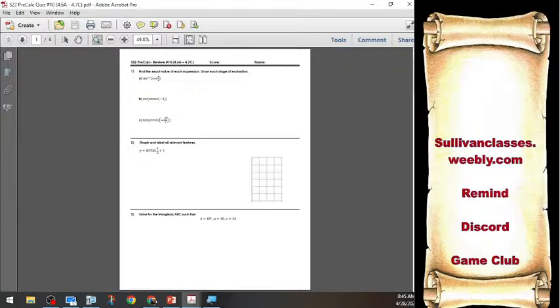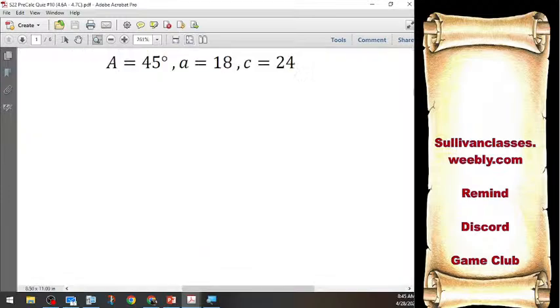Notice the directions on 3 and 4 both say solve for the triangle(s), because, who knows? You got to figure it out. So draw an arbitrary triangle. Throw A on there. Little a.